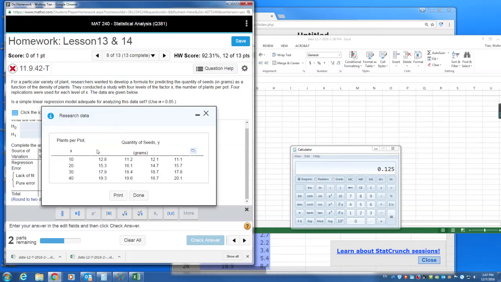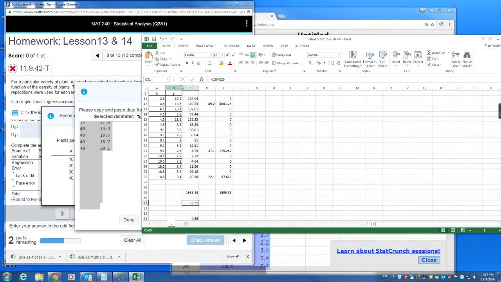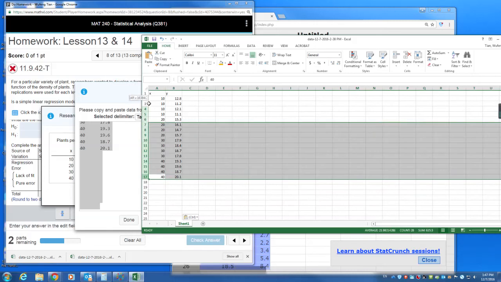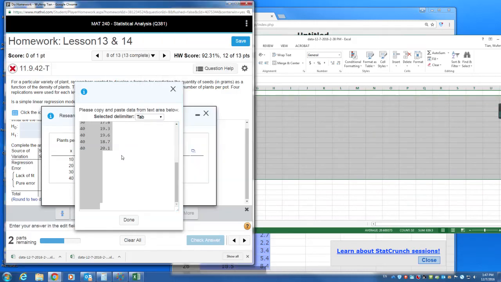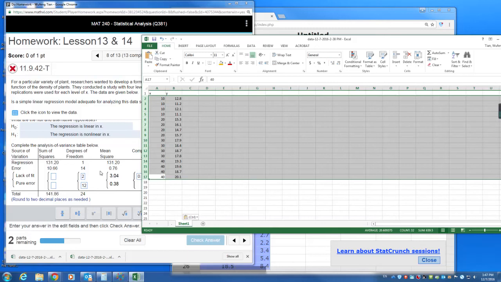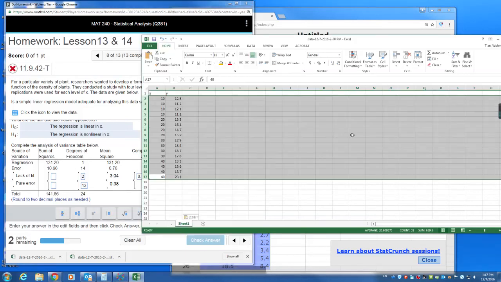Let me see. Total number is 1, 2, 3, 4. Just open it in StatCrunch, and let me do another one. Yeah, you see. Total is 16. 16 subtract 14 subtract 2. Yeah, okay, pure error is that. Okay, so next one you do this one based on exactly the same answer.